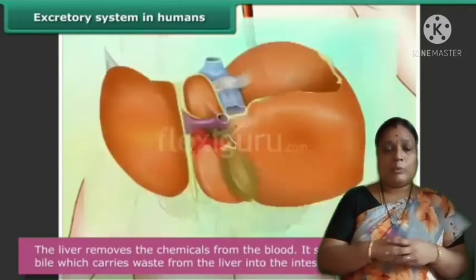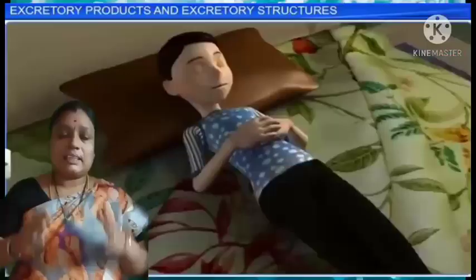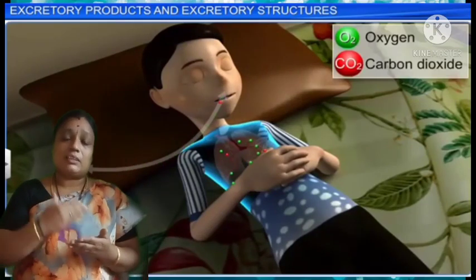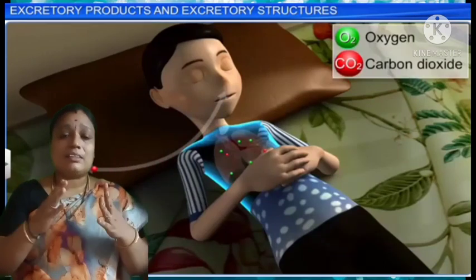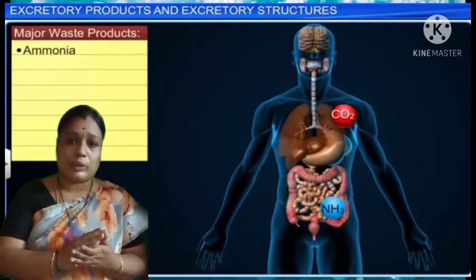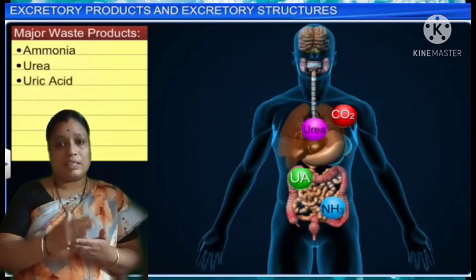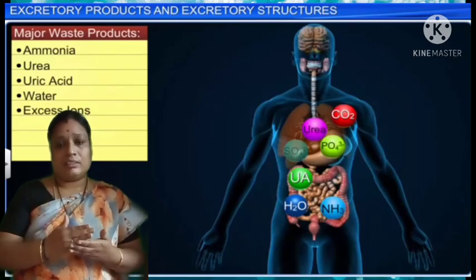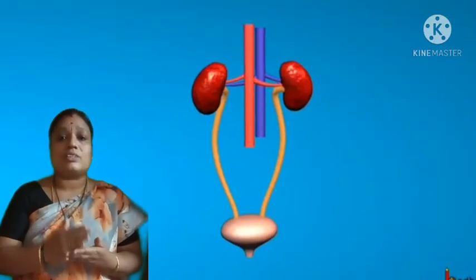Now we have cells in our body, isn't it? Cells are the building blocks of all organisms. When cells perform these functions, certain waste products are produced, and these waste products are toxic and should be removed from the human body. How can this be done? The process of removing the waste products or the toxic substances produced in the cells of a living organism is called excretion, and the parts or organs involved in excretion form the excretory system.